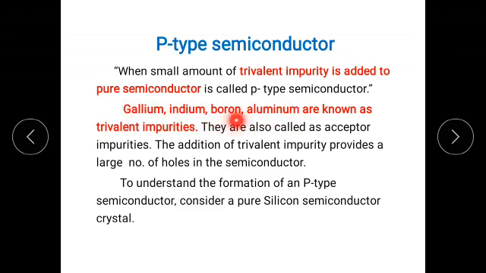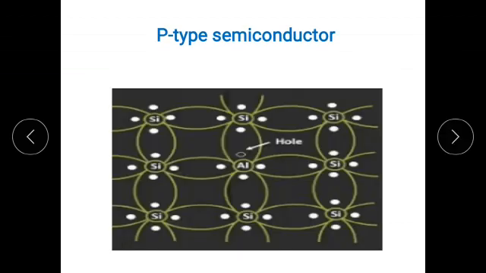These gallium, indium, boron and aluminium have 3 valence electrons in the outermost orbit, and therefore these impurities are called acceptor impurities because they do not provide an extra electron, but they need one more electron to complete an octet. And the addition of trivalent impurity provides a large number of holes in a semiconductor. To understand the formation of P-type semiconductor, we consider pure silicon or germanium semiconductor.